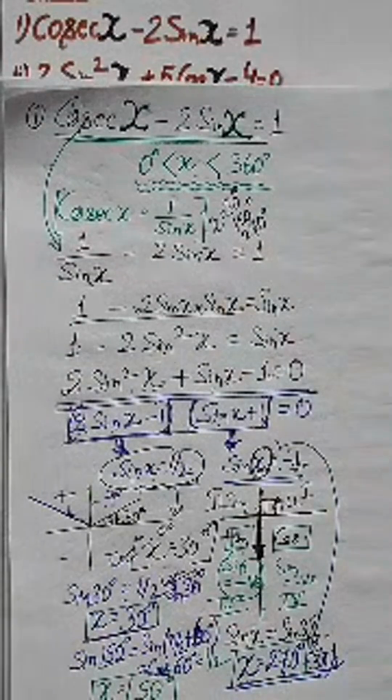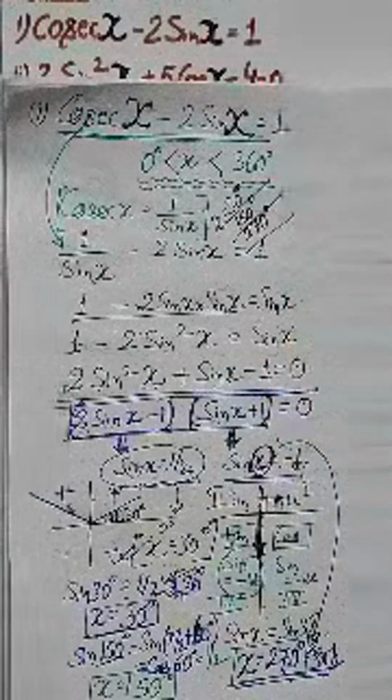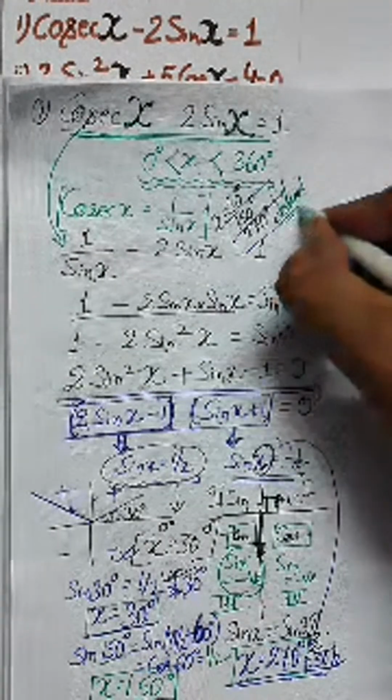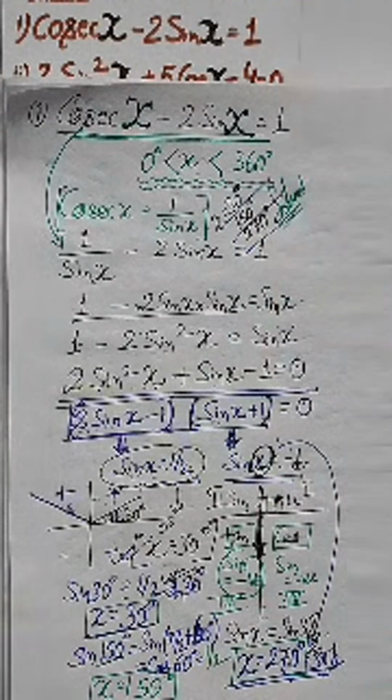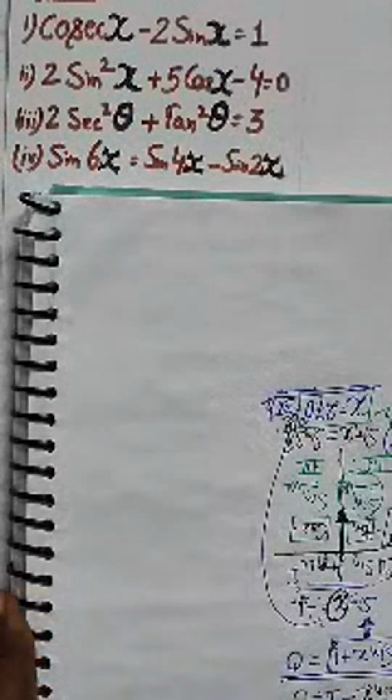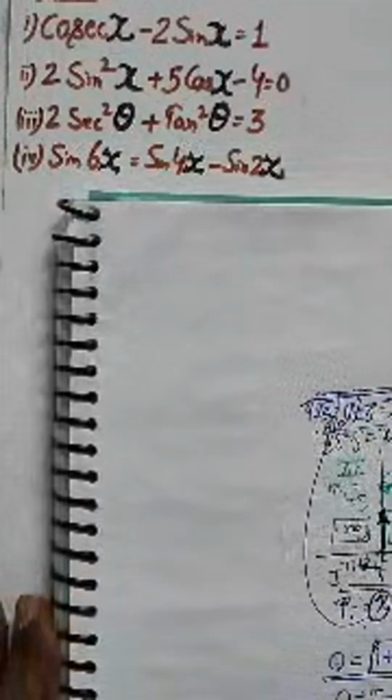So these are the three solutions, 1, 2 and 3, right? And in this way this question is solved. Now the first question is solved, so taking the second question. What is the second question?